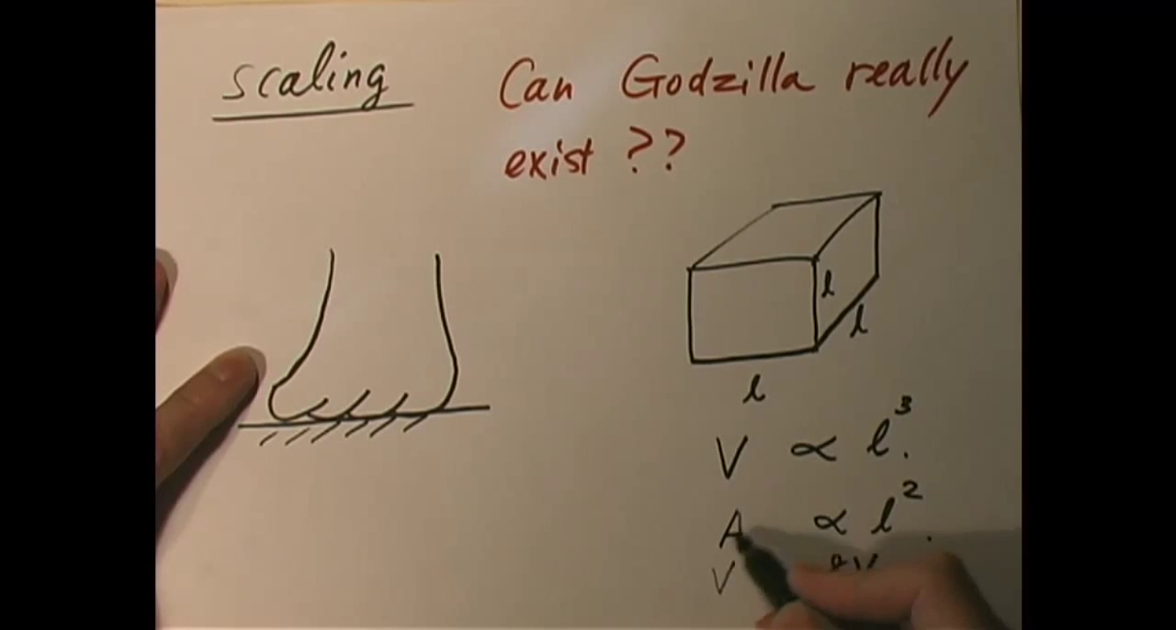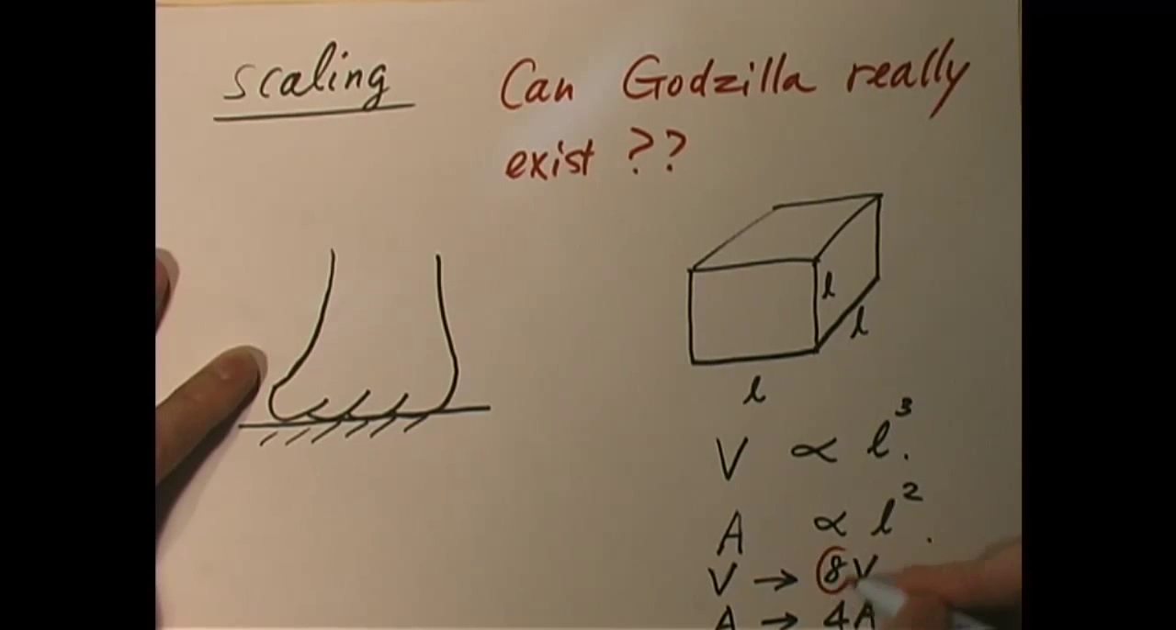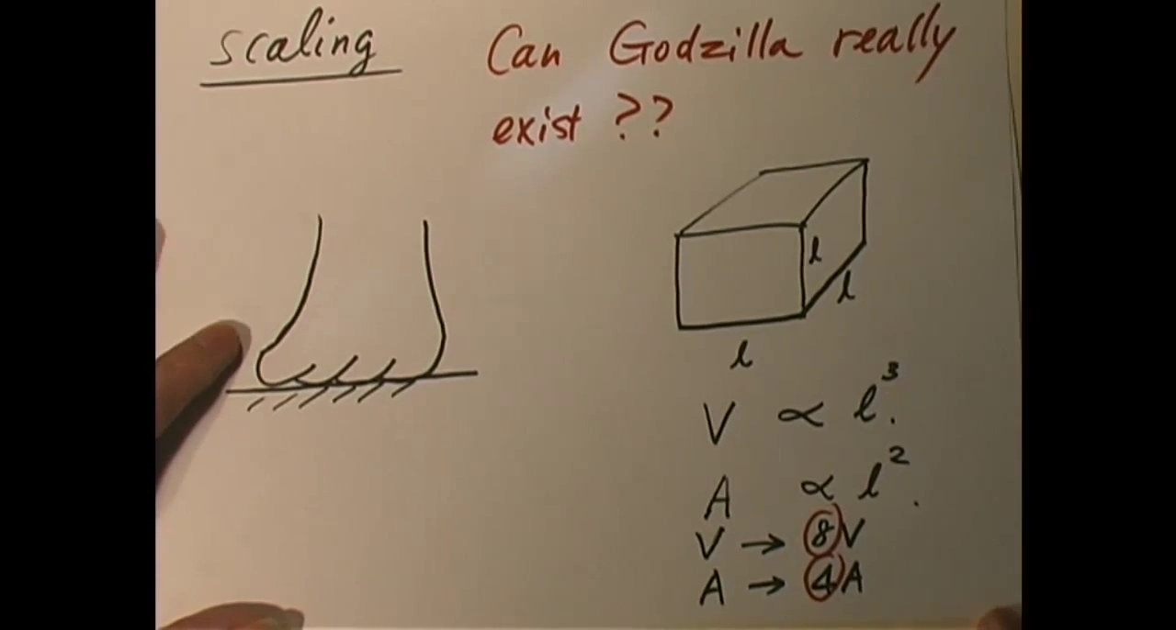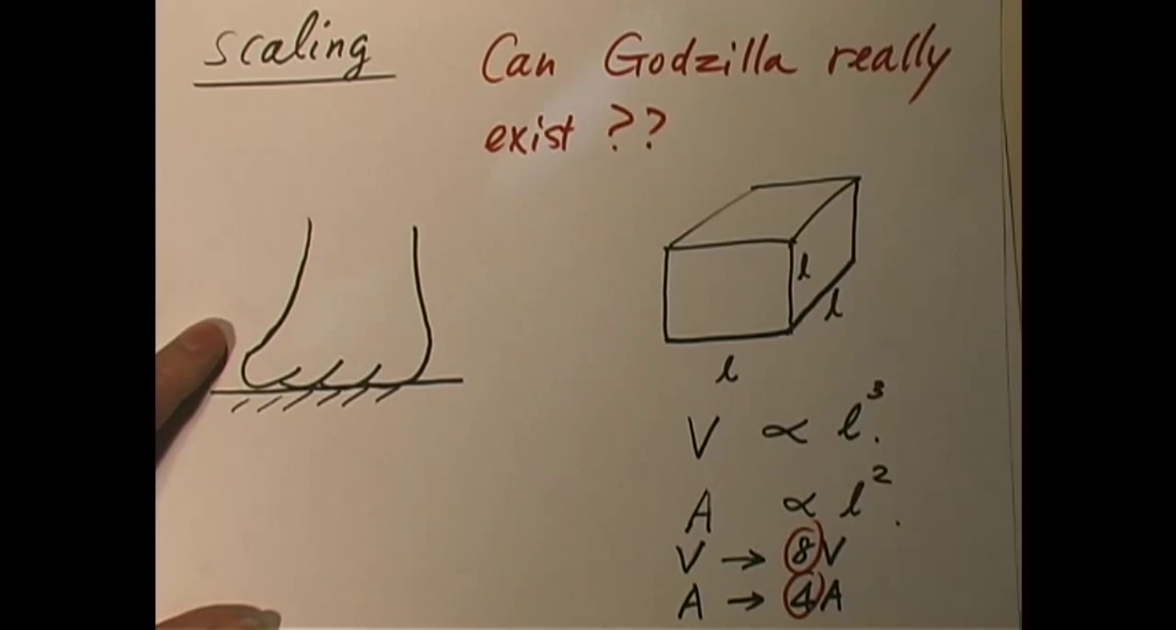What about the surface area? Well, instead of L squared, you must use 2L and then squared, so that becomes 4A. So you see, both the volume and the area of the animal increase, but they do not increase by the same proportion. While the volume increases 8-fold, the surface area only increases 4-fold.